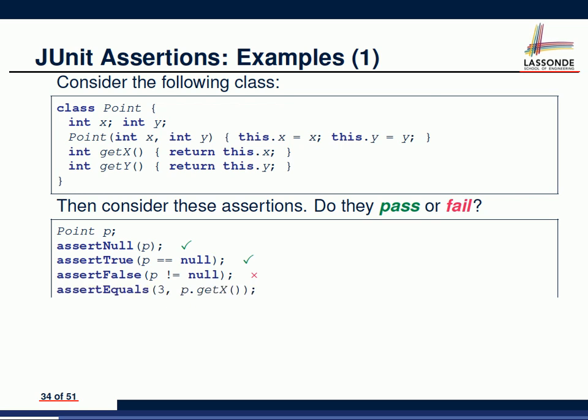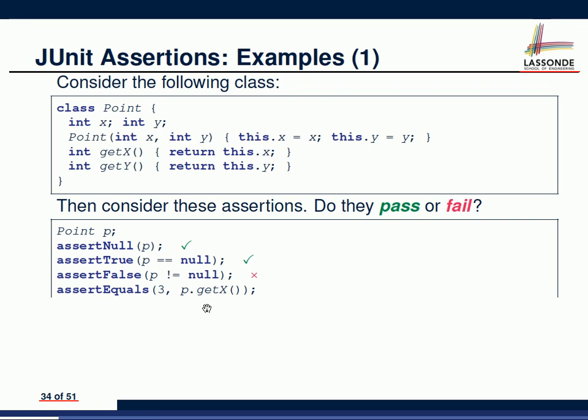How about this? Assert equals. Basically, the number 3 there is saying I'm expecting 3 to be returned. And p.getX, I'm checking my implementation. Would that be pass or fail? Well, this one is interesting. Pass or fail was something else.